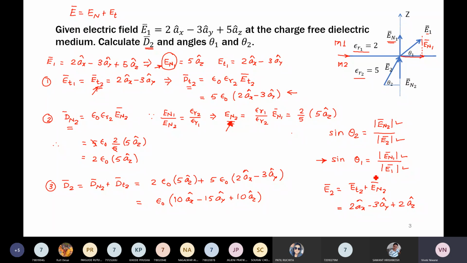Have you understood this one? I want a feedback. Yes, sir. Okay, thank you, Piyusha. Pratiksha, thank you. Samruddhi. So, do I need to do calculations for theta 1 and theta 2, or will you do them on your own so that we can go to the next numerical? Shall I do it or no? Okay, fine, let's do it.